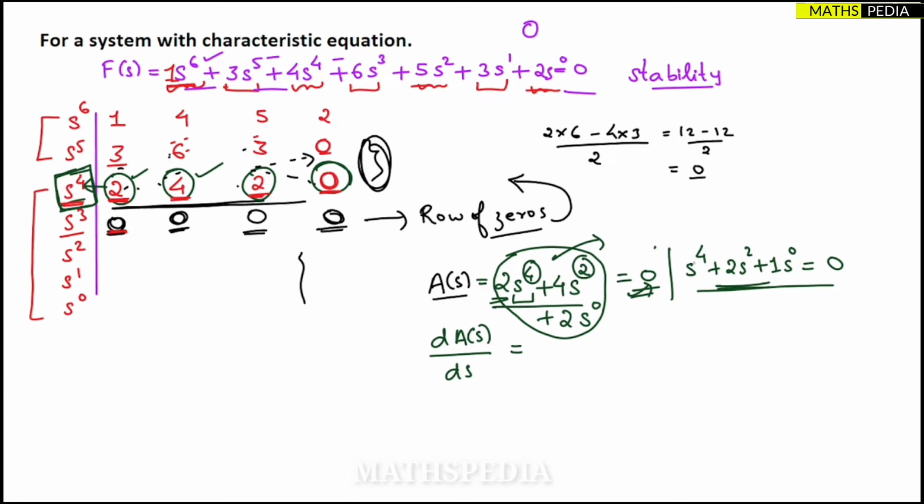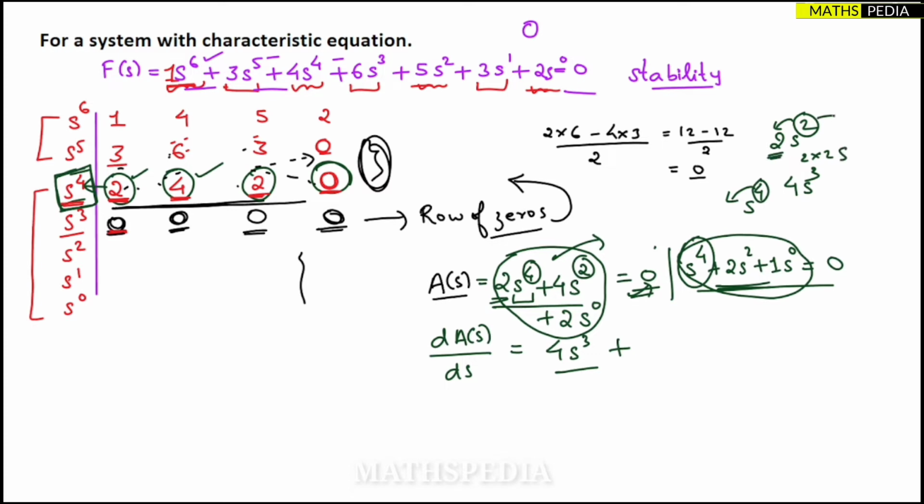Just simplify it. Now you differentiate this equation, it becomes 4s power 3. I hope you know how to differentiate. S power 4, bring the power to this side, that becomes 4s power, subtract 1 from the power, 4 minus 1 is 3. Okay, plus 2s power 2, bring the power to this side, that becomes 2 into 2, which is 4s power, subtract 1, it will become 4s power 1.